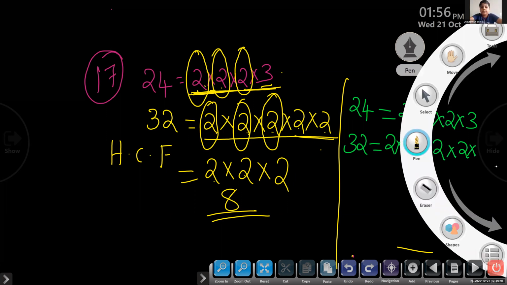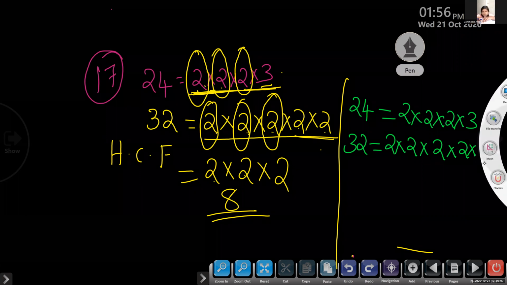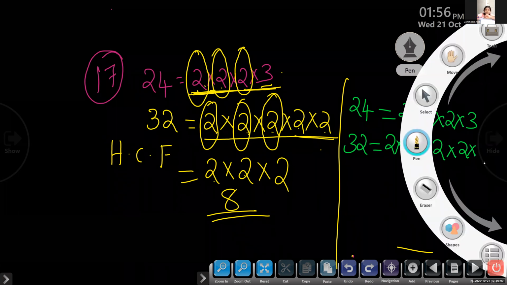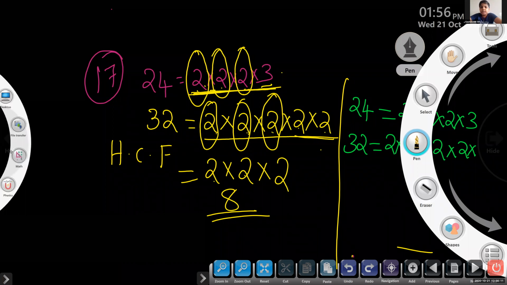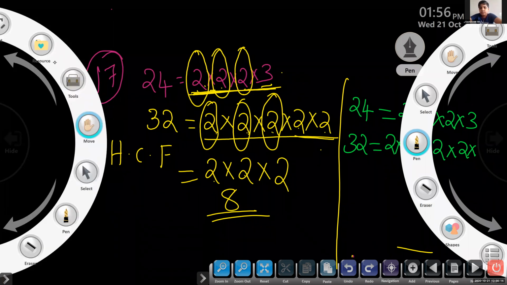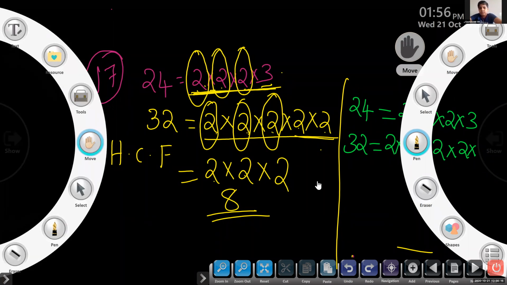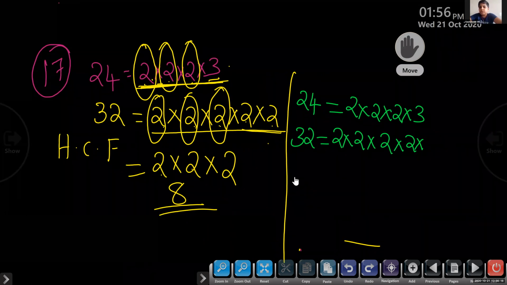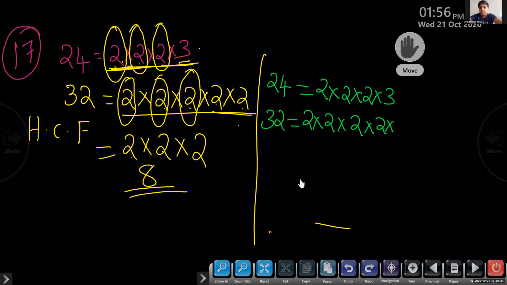Yes, ma'am. We should take two, one minute. We'll take 2, the least common multiple. 2 is the least common multiple that we are going to do now.